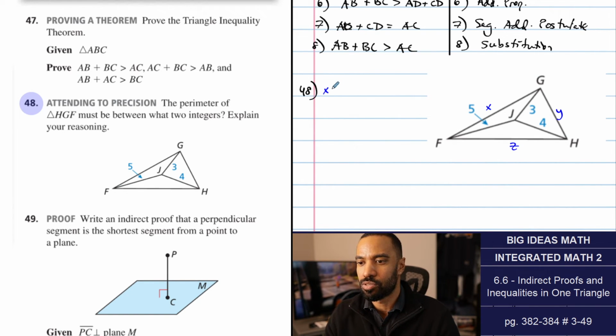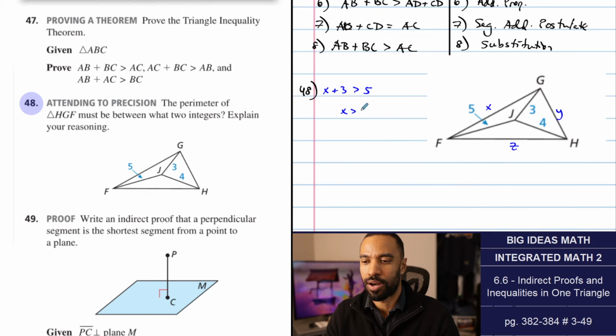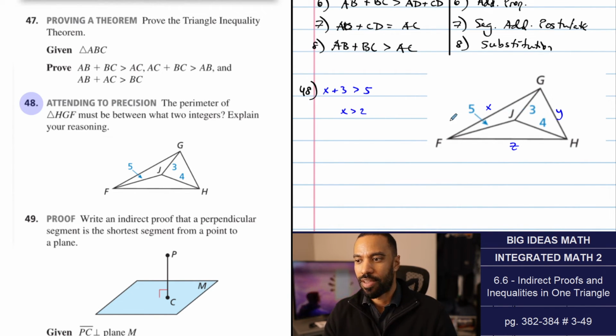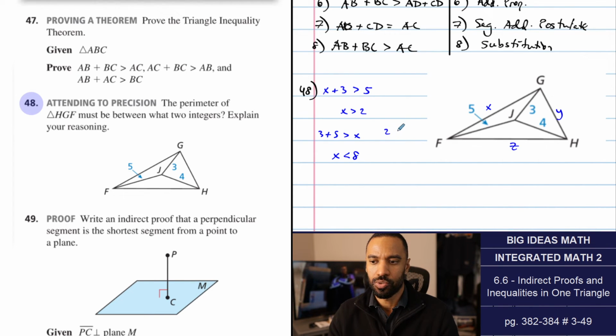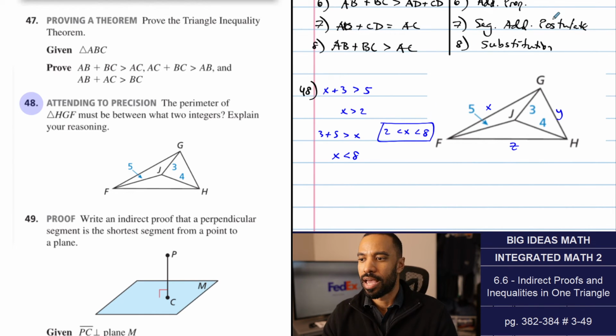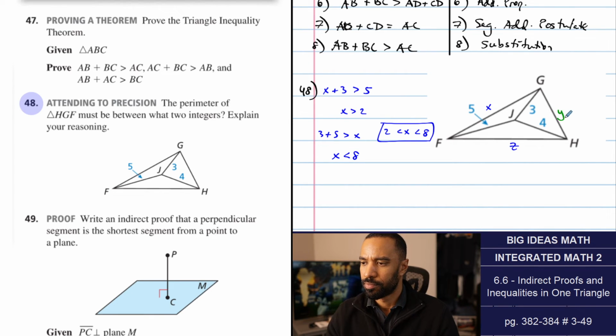If x was among the smaller sides, x plus 3 would have to be greater than 5. So x would have to be greater than 2. However, if x was the longest side, 3 plus 5 would have to be greater than x. So x would have to be less than 8. So x has to be between 2 and 8. So let's keep those in mind. Now, let's kind of change colors in all these things. Let's make y like green, and let's make z like purple.